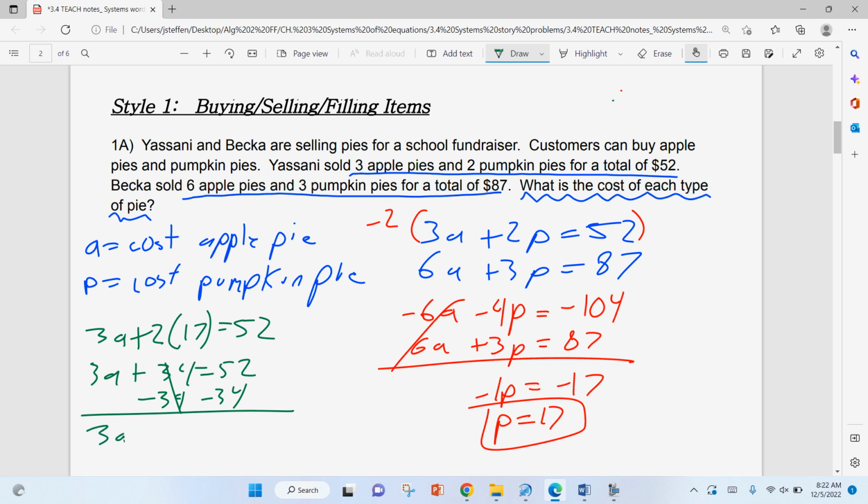Honestly, the only reason I'm doing this with you today is so you get that review. It's been a while since we've done problems like this, so we're going to get a little review, a little reminder, a little refresher. Divide both sides by 3. Your apple pie ends up being 6. Now, not quite done yet.